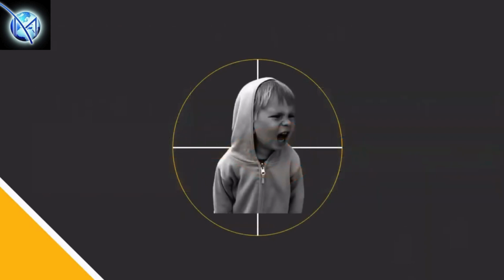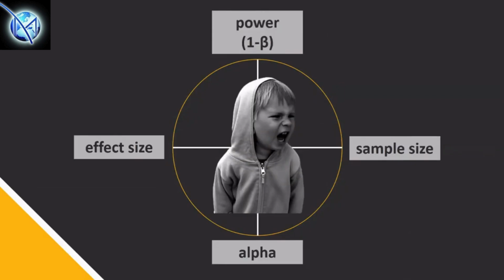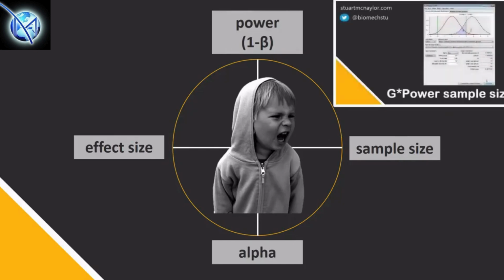In our studies, we can calculate the number of observations required to achieve the desired type 1 and type 2 error rates, given the expected or smallest meaningful effect size. To calculate this in G-Power, check out this 5-minute tutorial.